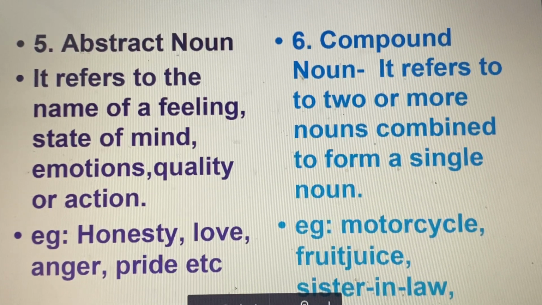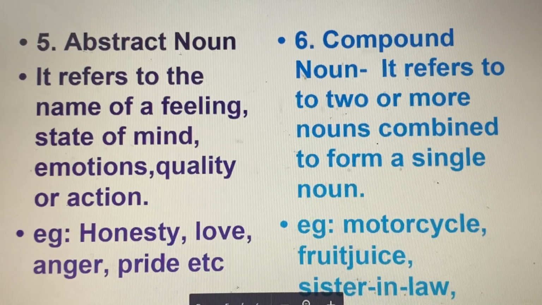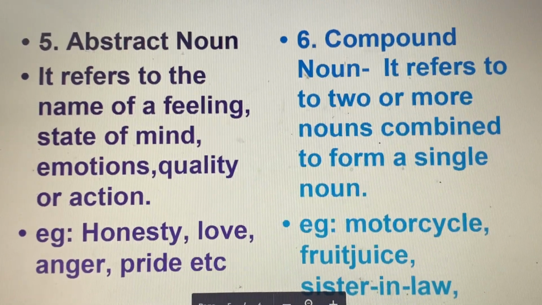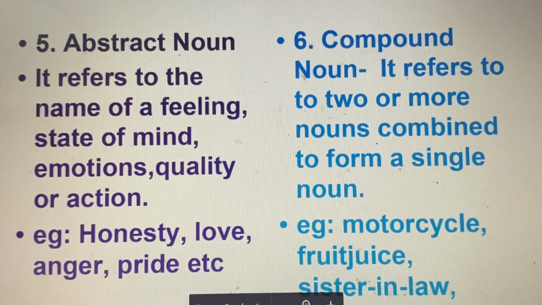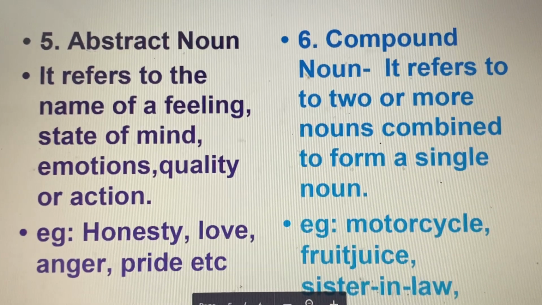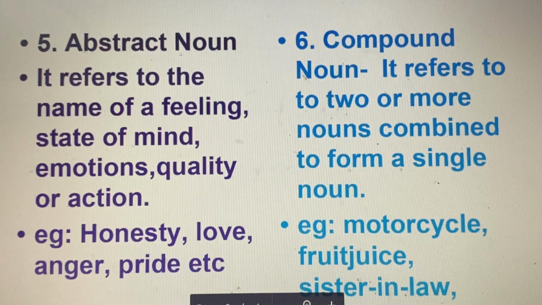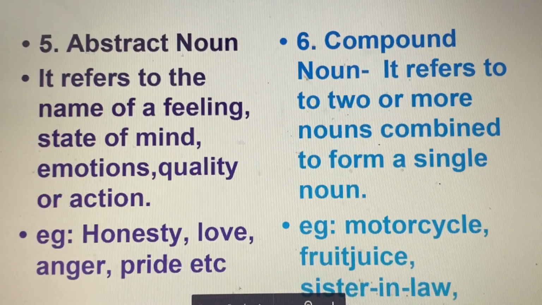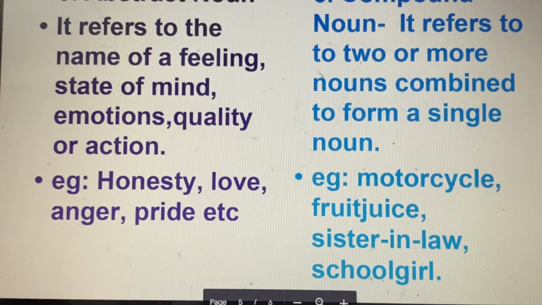Now the next type of noun is the compound noun. A compound noun refers to two or more nouns combined to form a single noun. Basically, it is two words that come together and form one single noun. Example: motorcycle. Now a hyphenated noun, where words are joined together, is like sister-in-law. Next is schoolgirl. So we are clear about these.